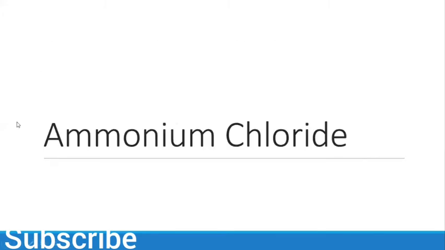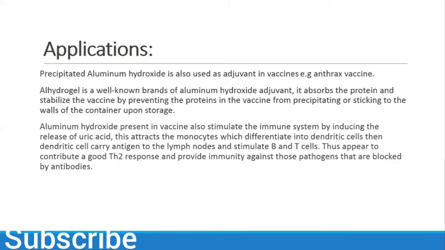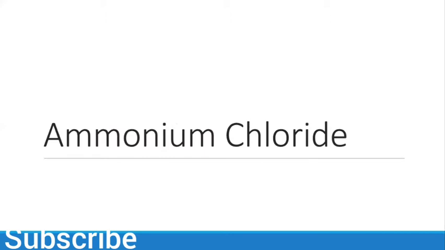So our next compound, so we finish this compound, aluminum hydroxide. So in exam we have the chemical properties, physical properties, and method of preparation or occurrence. So these 4 points you have to cover in every inorganic compound. So our next compound is ammonium chloride.